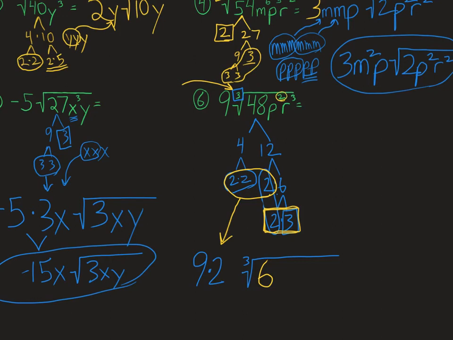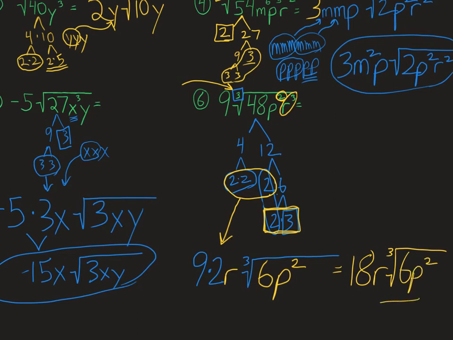P's, I've only got 2 P's in the problem. I need 3, so the P's can't go anywhere. And my group of 3 R's, I need 3, so that one R can come out. And there we go. 9 times that 2 is 18, with an R, 18R, and everything else stays inside. We've got that cube root of the 6 P squared. There you go.